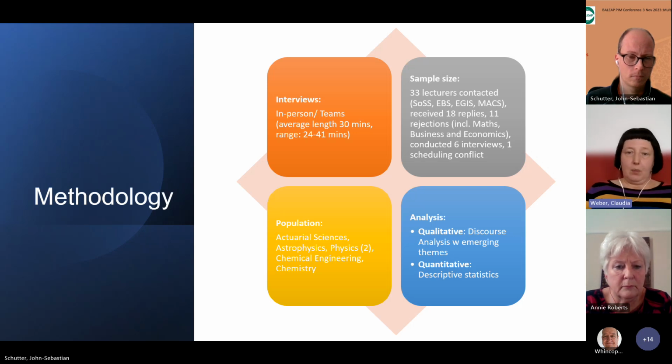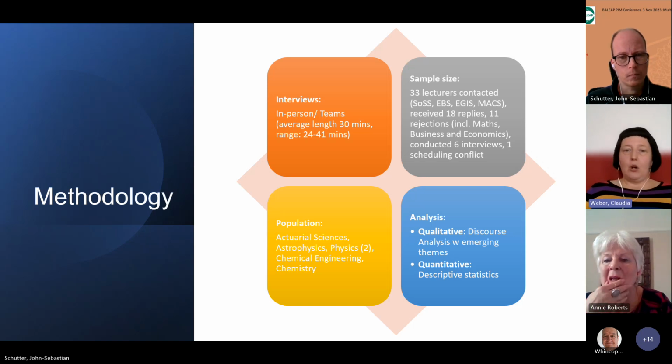Only half of them replied. And we got a number of rejections, or responses rather, where lecturers, specifically from the math department, said, we're not using posters at all. So that tells us something already. But we did manage to sit down with 6 lecturers from the science departments of engineering, chemical engineering, astrophysics, and actuarial sciences, and conduct one-to-one interviews with them.